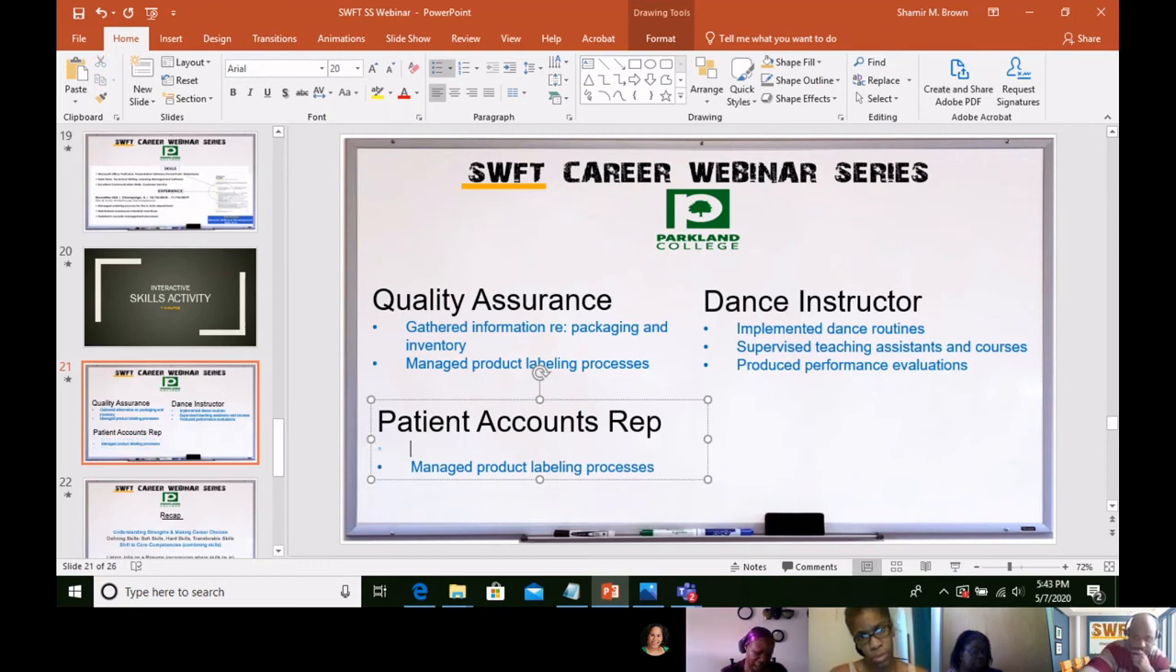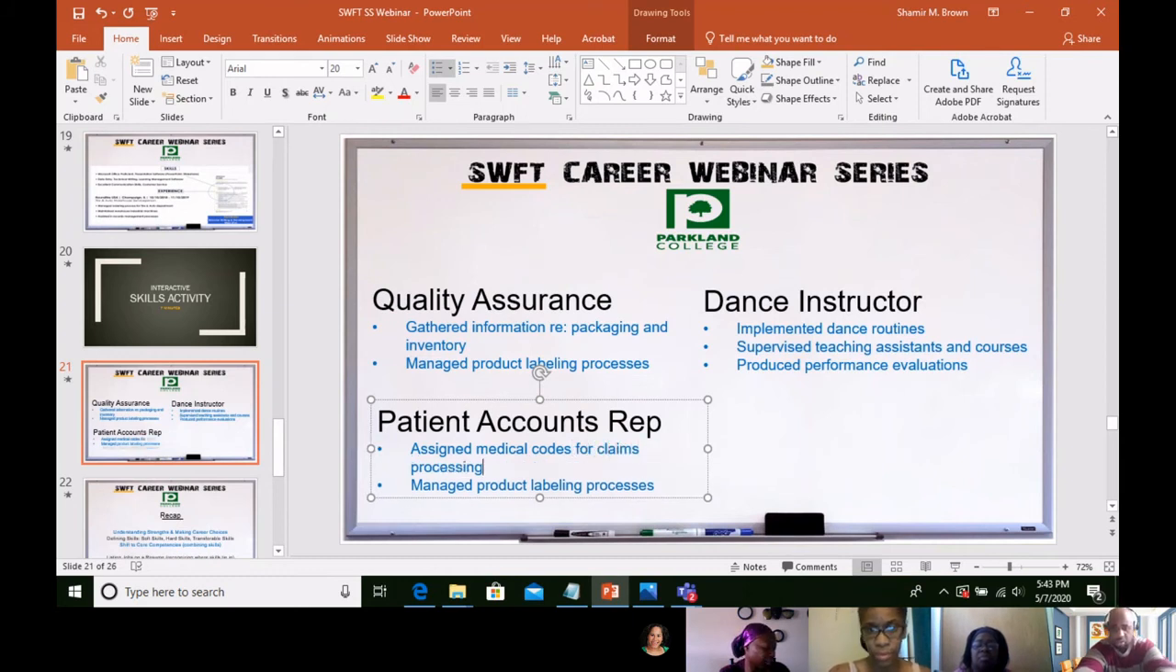I had put in "assigned medical codes for processing of claims." Should I change it to "delegated," or is that an okay word to use? Assigned is okay, that's assigned medical. What else did you say? For processing of claims. So "for claims processing." Yes, it keeps it shorter.